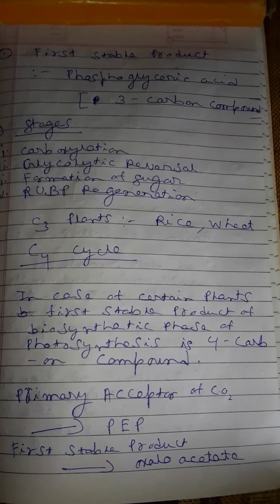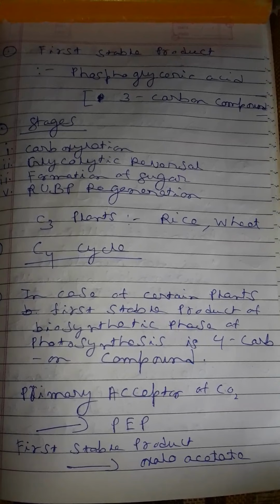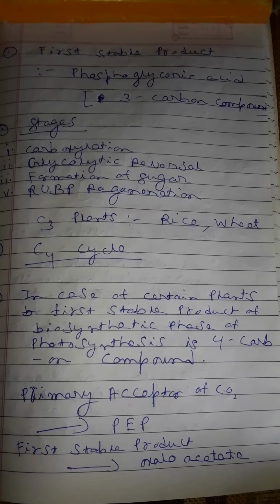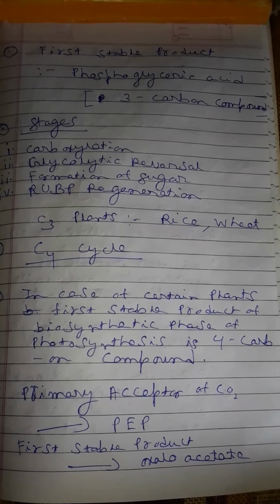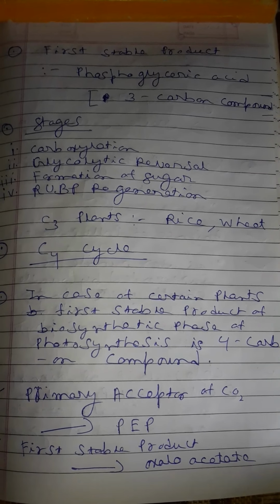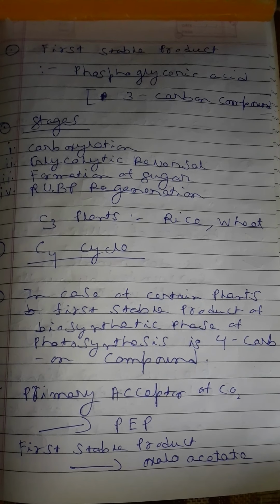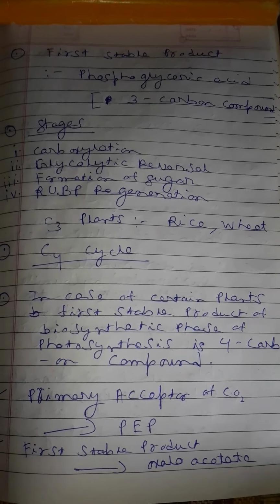RuBP regeneration. In the fourth stage, ribulose 1,5 bisphosphate is regenerated to continue the chain of reaction. A few examples of C3 plants include rice, wheat, and normal green plants. Now let's come to C4 cycle.